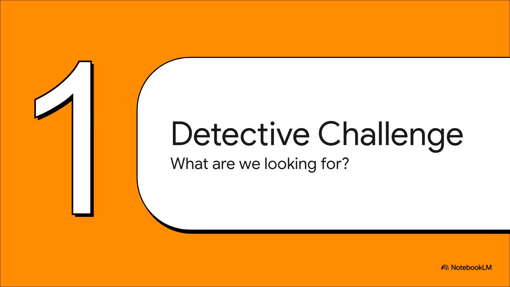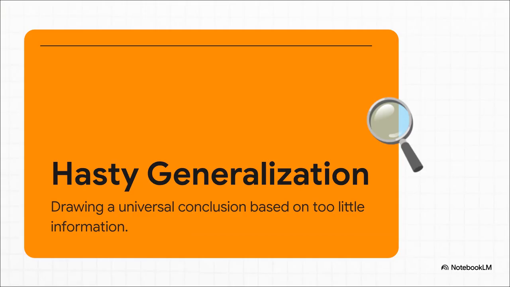So, moving into part one, the detective challenge. What exactly are we looking for? Well, to solve this mystery, we first need to identify our culprit, and that culprit is the hasty generalization. By definition, a hasty generalization is a logical fallacy where someone draws a massive, universal conclusion based on entirely too little information. Our brains absolutely love finding patterns, right? But when we take one tiny, isolated piece of data, like that single bad restaurant experience, and immediately apply it to a whole category, we completely bypass our critical thinking.